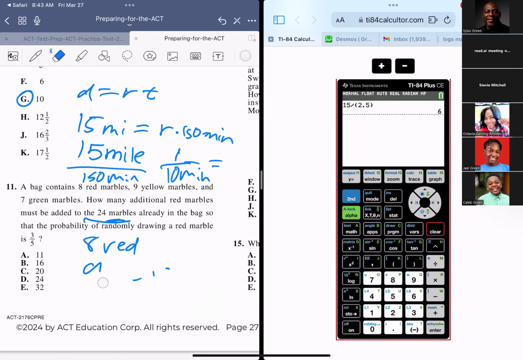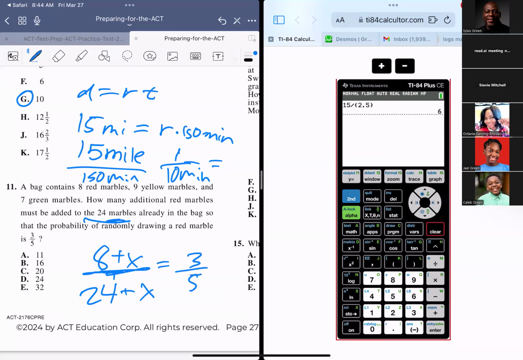So how many must be added so the probability of drawing a red marble is 3 over 5? You have 8 over 24 right now because it's 8 red marbles out of 24, and you're trying to make that 3 over 5. So you're adding red marbles to both the numerator and the denominator. So 8 plus x over 24 plus x equals 3 over 5.